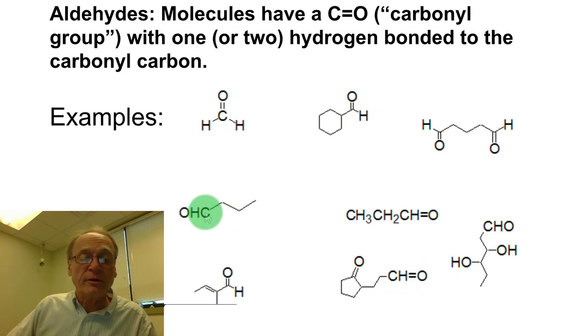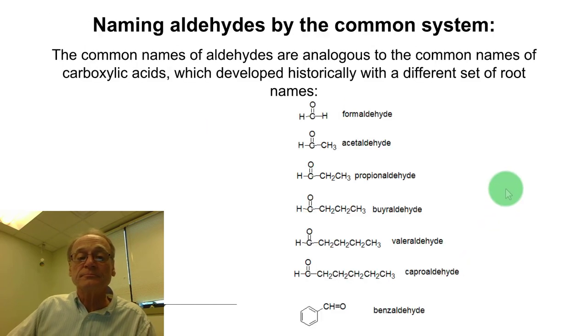It's a carbon with a double bond O and a hydrogen, and then another carbon group. And this one down here happens to have a carbon-carbon double bond in it as well. This one happens to have a ketone in it as well, so this one's both an aldehyde and a ketone. And this one has an aldehyde group, but also has OH groups in it, so it's an alcohol. In fact, a diol plus an aldehyde.